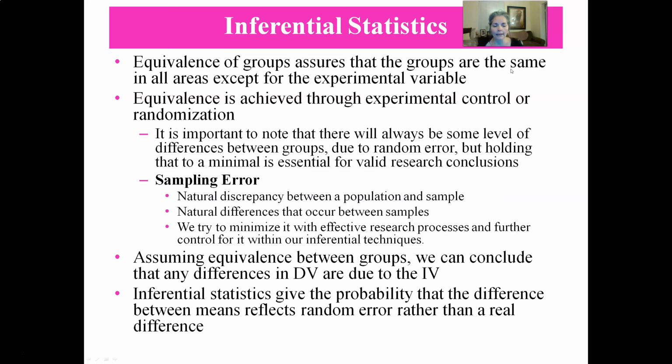And so if in fact we know that those groups are equal, then any change in our dependent variable or outcome variable is said to be due to our independent variable. So inferential techniques allow us to calculate or estimate the probability that that difference truly reflects our treatment effect or just random error.